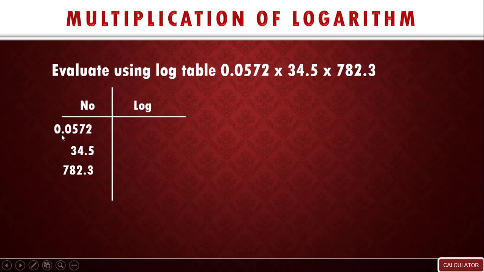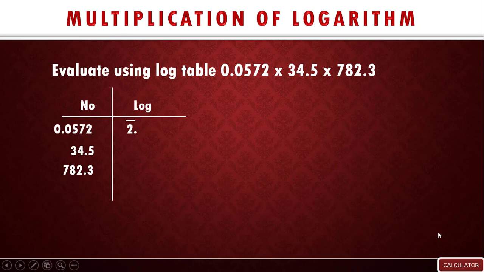The very first thing, determine your characteristic using your reference position. Our reference position will fall in between 5 and 7. Remember the first non-zero digit, and the first non-zero digit is 5. So if we count from this decimal 1, 2 to our reference position, that means our characteristic will be bar 2. Next we look for the log of 572. If you're making use of your 4-figure table, all you need to do is to check 57 under 2.